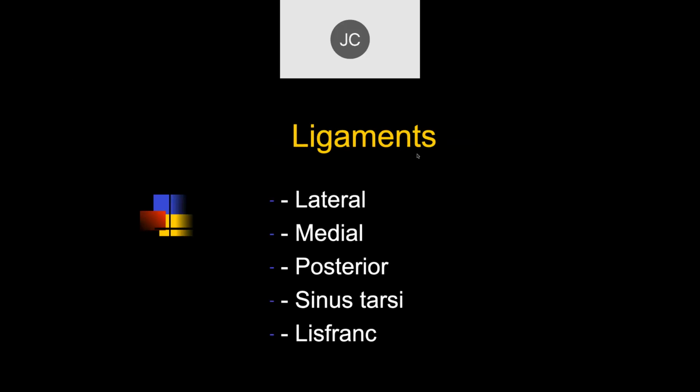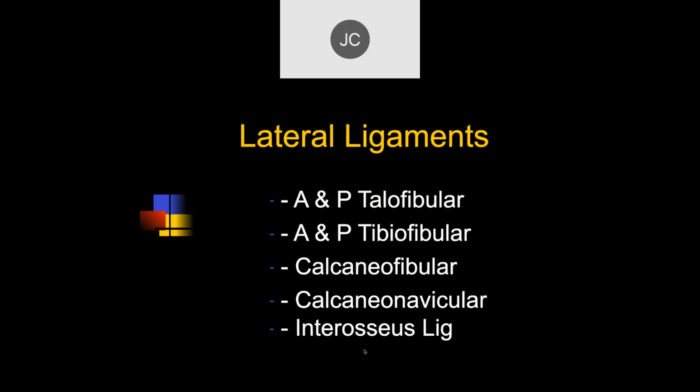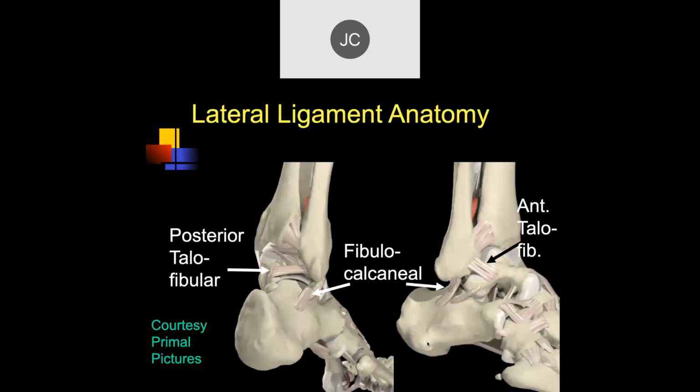So let's go. We'll talk about the ligaments. We'll start with the lateral ligaments, and we'll talk about medial, posterior, sinus tarsi, and Lisfranc. The lateral ligaments are the anterior and posterior talofibular, the lateral anterior posterior tibiofibular, calcaneofibular, calcaneonavicular, and then the interosseous ligament of the sinus tarsi.